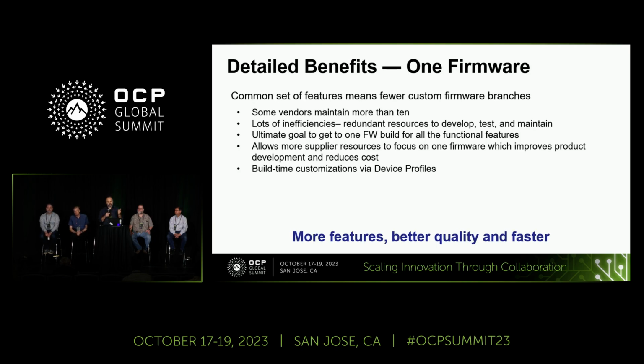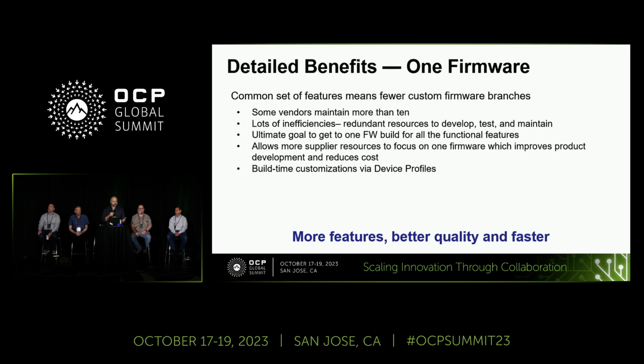So let me go through a couple of the benefits. Kind of the one firmware to rule them all is the ultimate goal. We've got our common set of features, which means we have fewer custom firmware branches. We've talked to some vendors that have said they were basically maintaining up to or more than 10 different firmware branches for all their different customers. Clearly, that leads to lots of inefficiencies, a lot of redundant resources to develop and test and then maintain all of those different firmware branches.